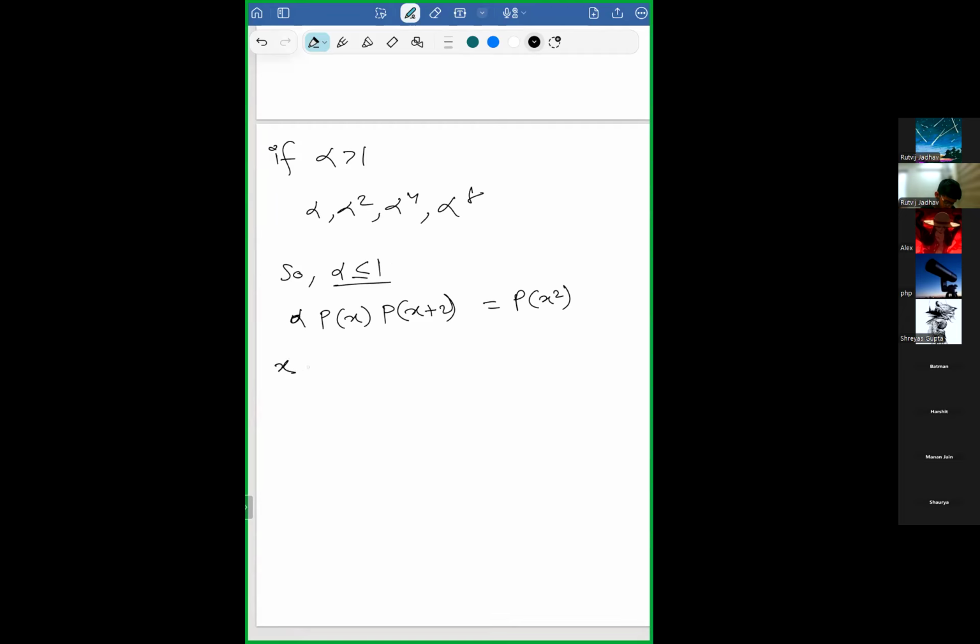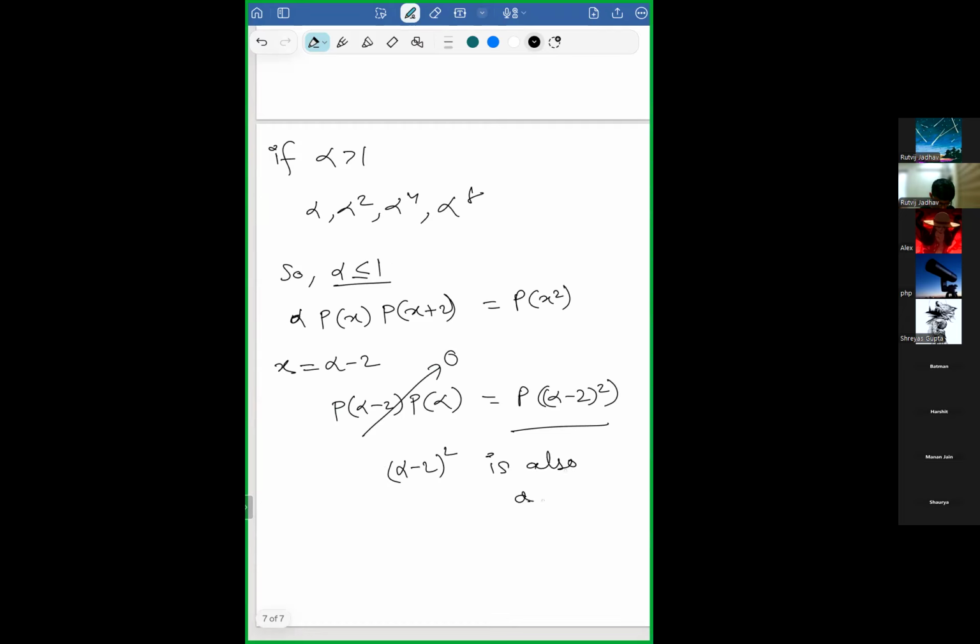Right, so we can put x as alpha minus 2. In this way, we would get p of alpha minus 2 times p of alpha equals p of alpha minus 2 square. This is 0. So alpha minus 2 the whole square is also a root. Right. So we can generate roots. From alpha we can generate two roots, alpha square and alpha minus 2 the whole square.